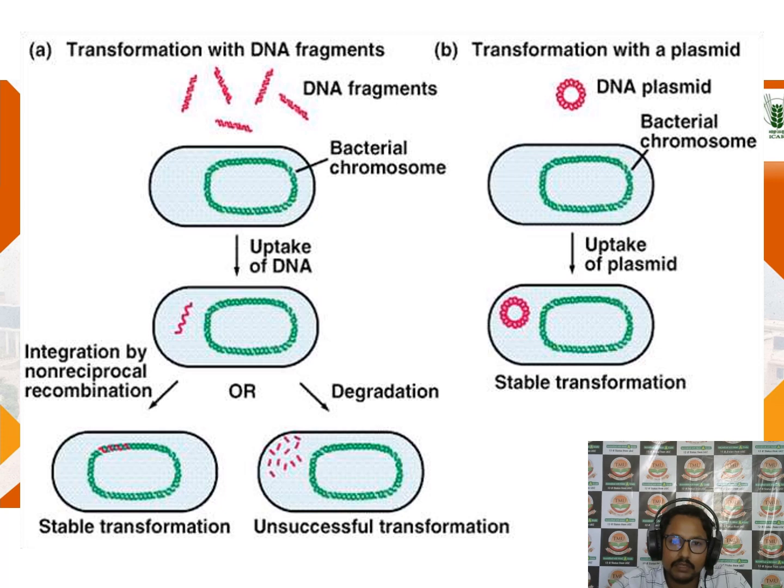Here is transformation with DNA fragments, and this is transformation with a plasmid. There are two types shown: one where fragments are integrated into the living bacterial cell, and one where plasmids are taken up, because bacteria have a property to take up everything that is present outside their cell. Even if there is a plasmid outside the bacterial cell, they will take up that plasmid into the cell. So this is also one kind of transformation.